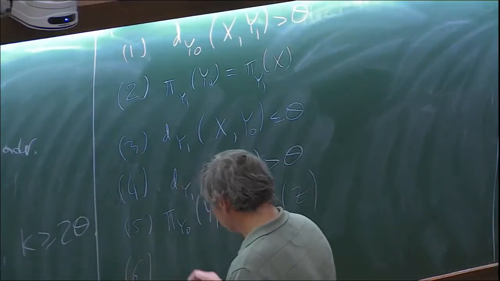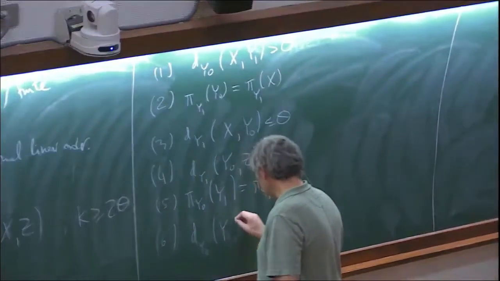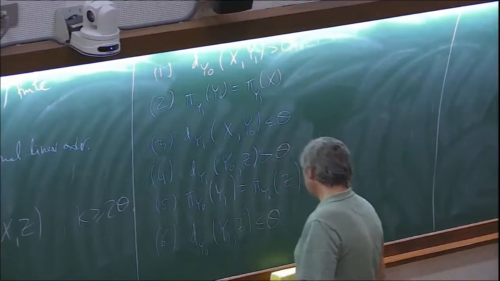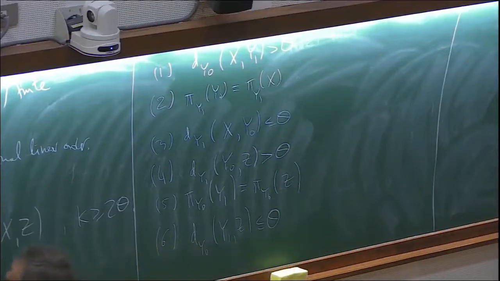And then this is the last one: the distance in y0 between y1 and z is less than or equal to theta. Okay, so there is a certain symmetry here. You can flip x and z and also y0 and y1, and these statements are symmetric with respect to that flip.